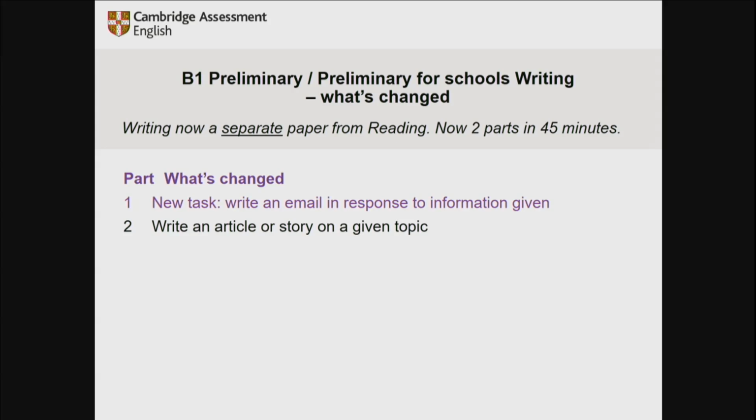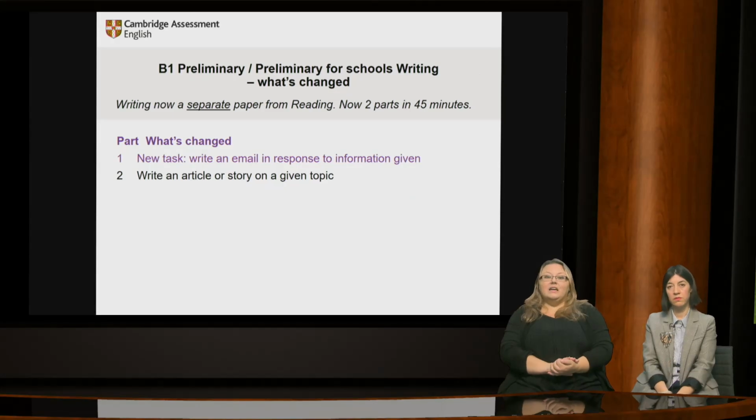Part 2 is the same as the current writing Part 3, but students can now choose to write either a story or an article rather than a story or a letter. This makes the test more relevant to today's learners, broadening the range of writing skills tested, achieving greater alignment with B2 First, and ensuring there is less overlap with a new email task in Part 1. Writing output has been raised from an approximate total of 150 words to approximately 200 words. It's 100 words per task.